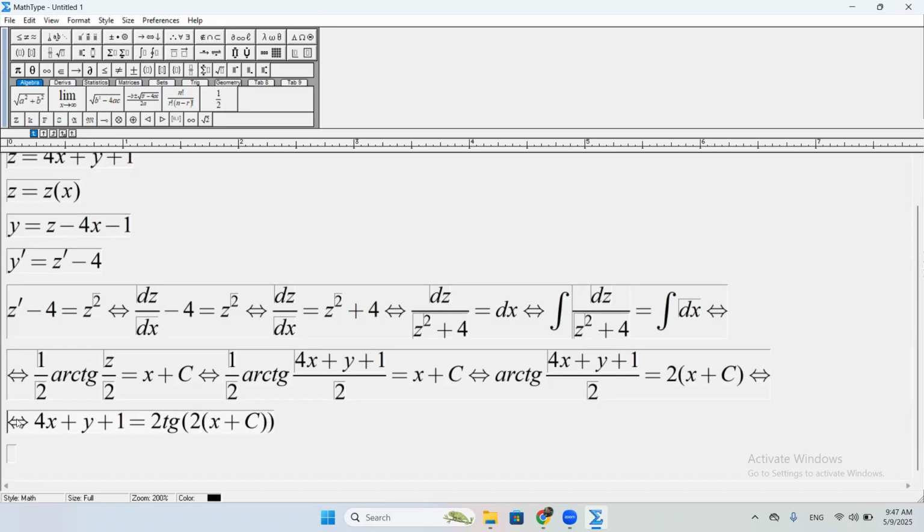And now we will express y. So y will be equal to tangent minus 4x minus 1. And that's it. And this is the general solution. Any questions about this exercise?